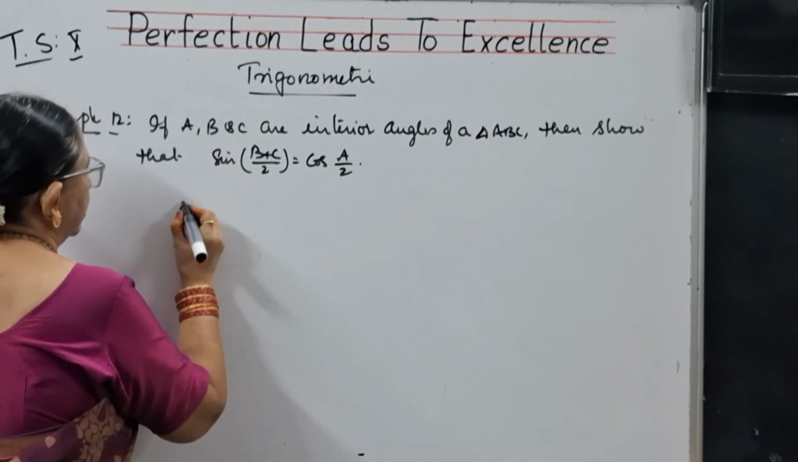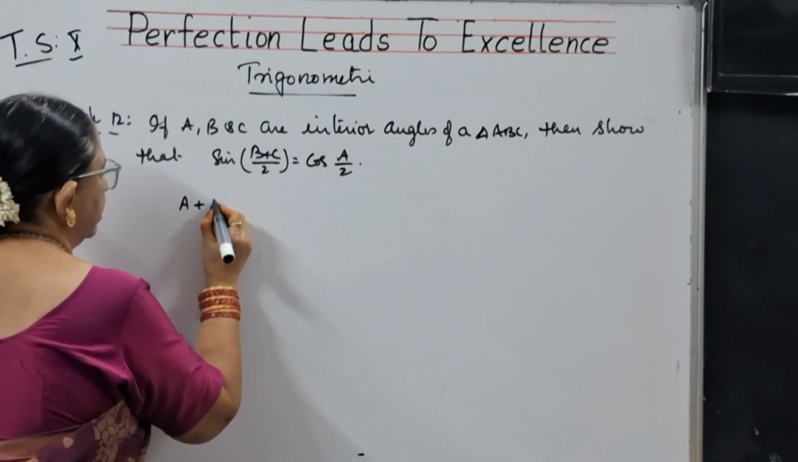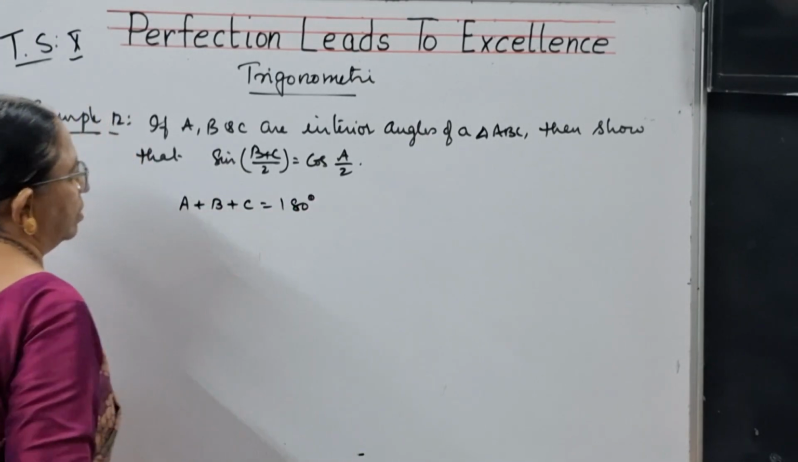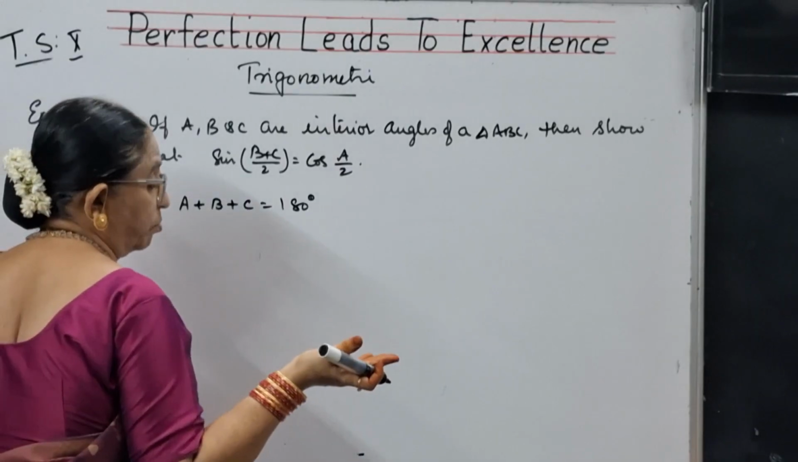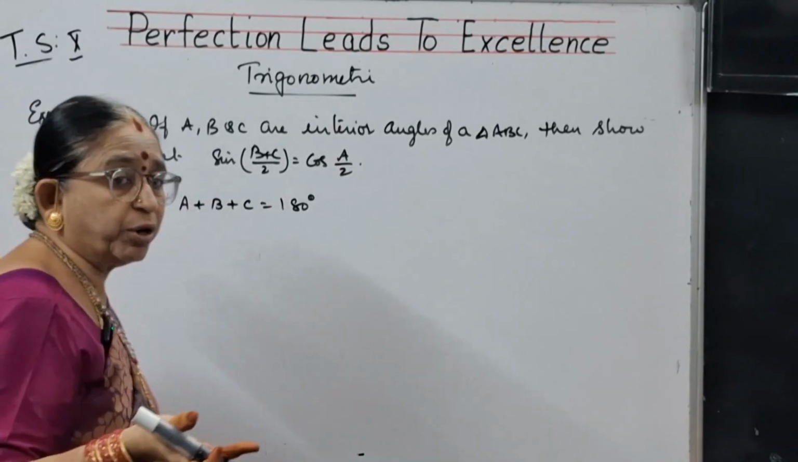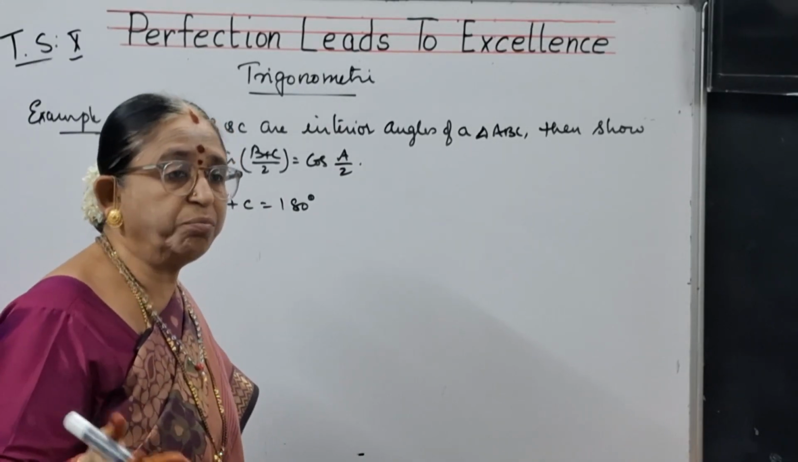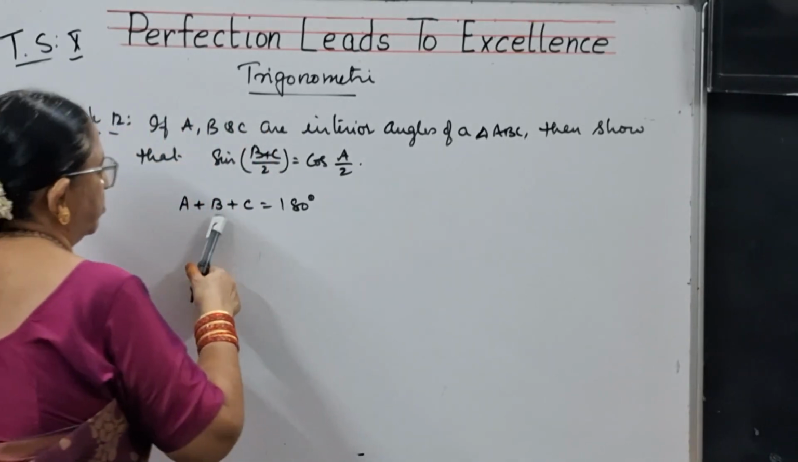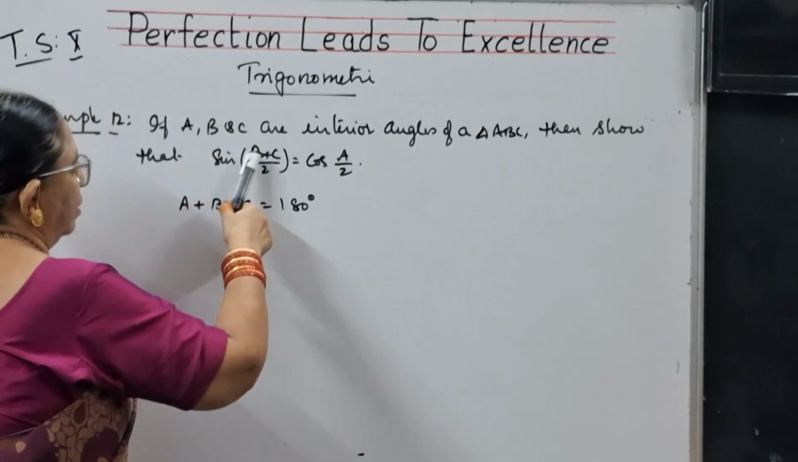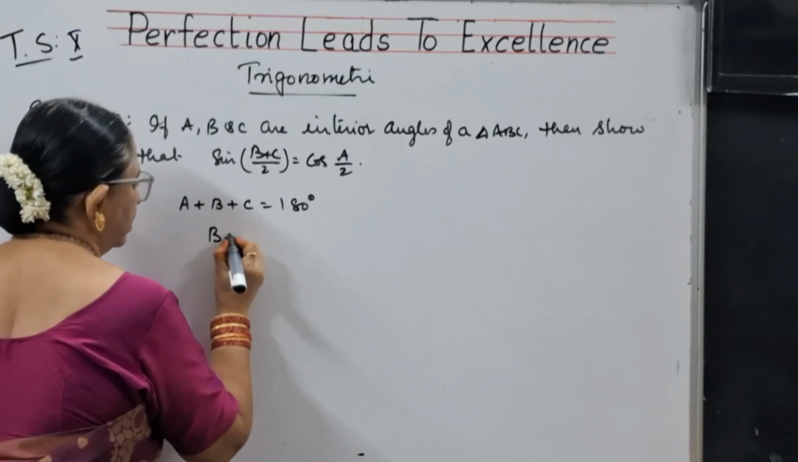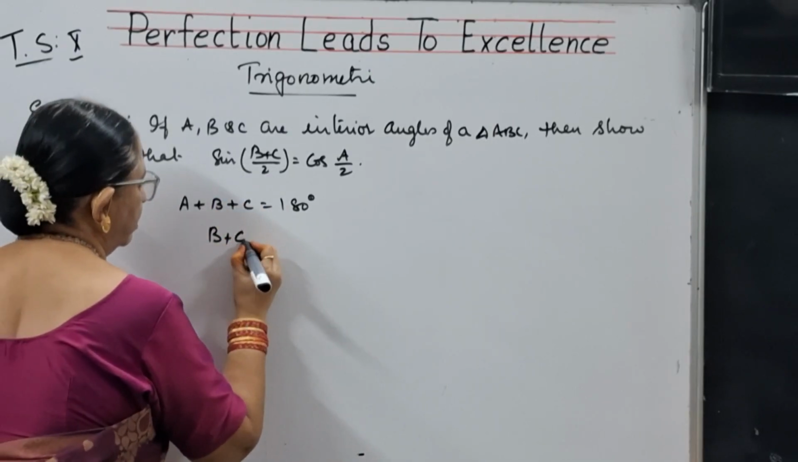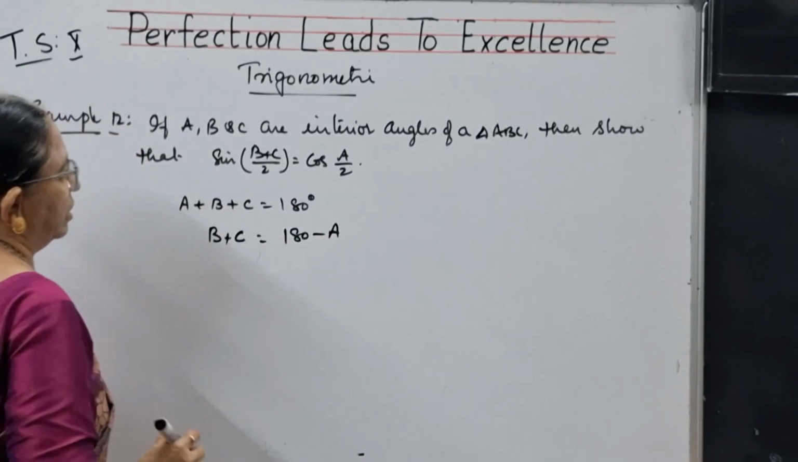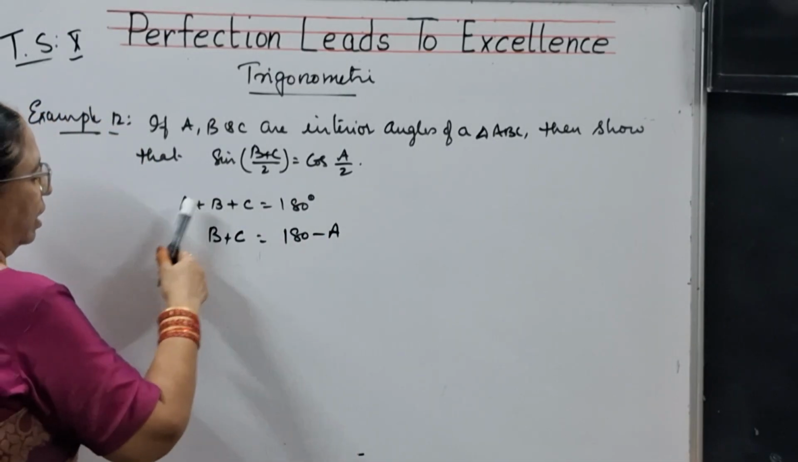That means what? A plus B plus C is equal to 180 degrees. Why is it? It is a property of the triangle. The sum of the three angles of a triangle is 180 degrees. So A plus B plus C is 180 degrees. Now we need B plus C. Keep B plus C and send A to the other side: 180 minus A.